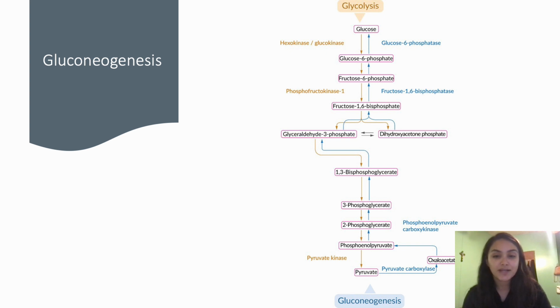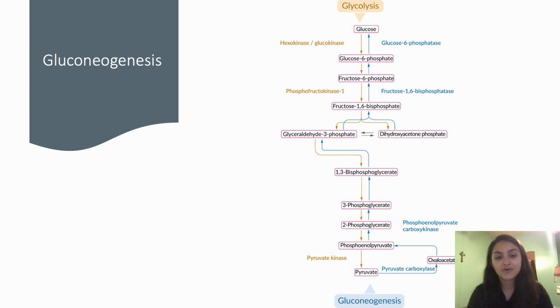Key regulatory enzymes such as pyruvate carboxylase, PEPCK, and fructose 1,6-bisphosphatase are involved in controlling the flux of the pathway. Hormones such as glucagon and cortisol promote gluconeogenesis, while insulin inhibits it, helping to maintain glucose homeostasis. So remember, homeostasis is when you have a balance.